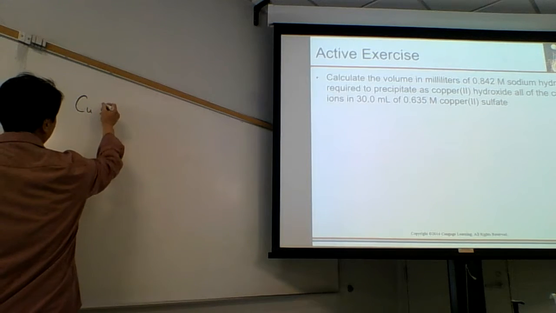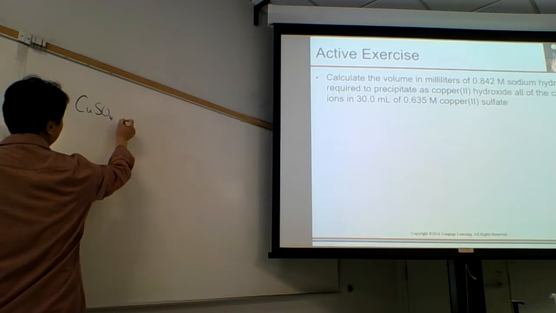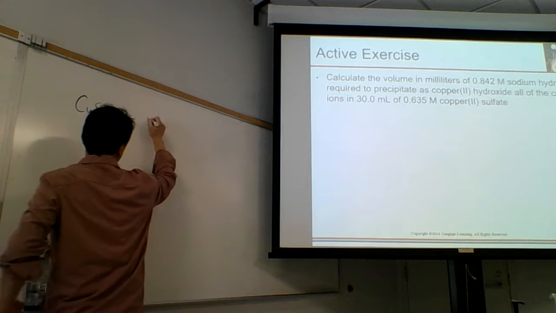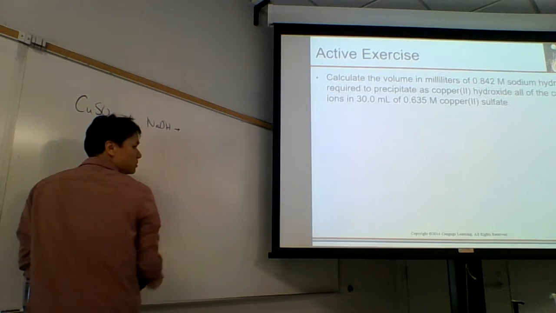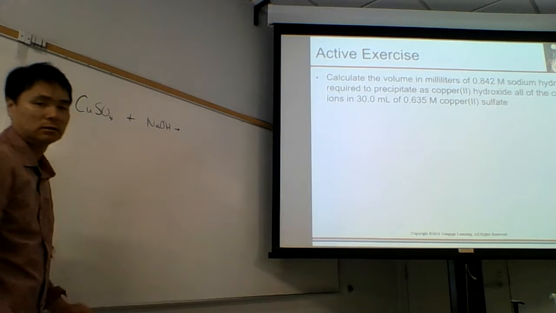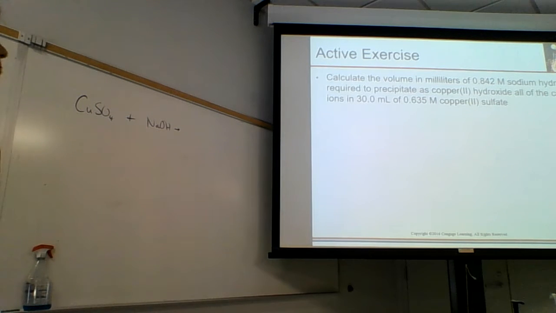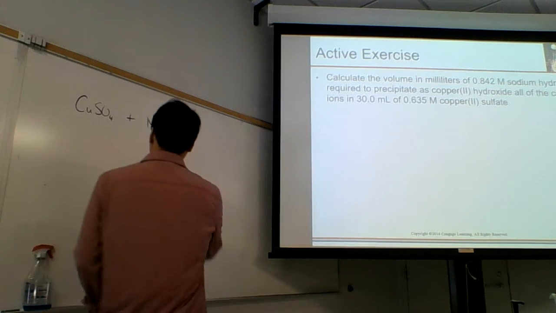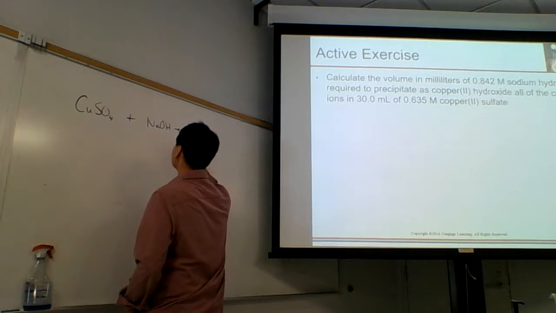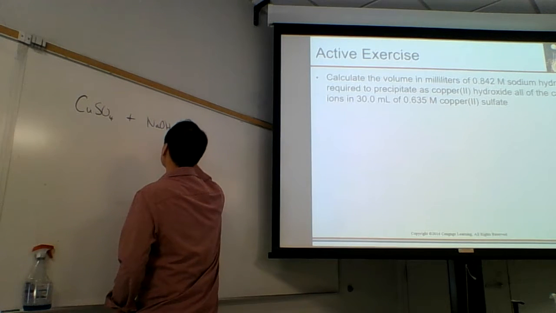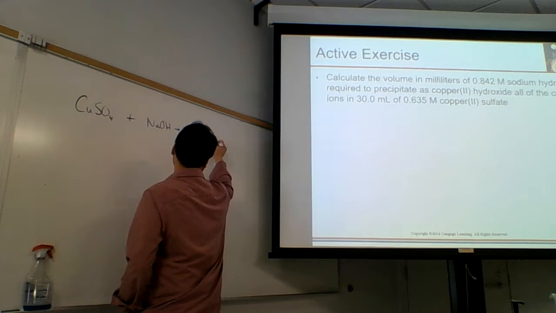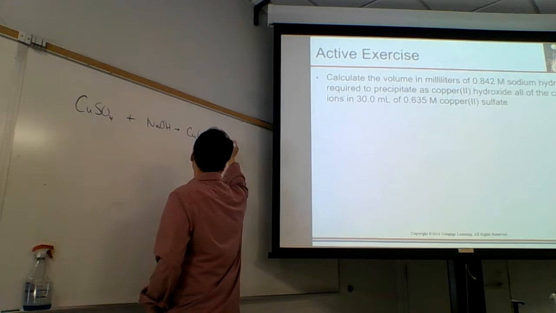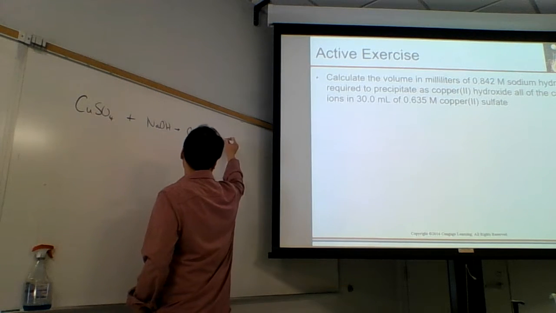It's a little bit tricky, but we have copper(II) sulfate reacting with sodium hydroxide. What forms when copper(II) sulfate reacts with sodium hydroxide? This is a double replacement, AB plus CD yields copper(II) hydroxide. This is the driving force, the precipitate, plus sodium sulfate.